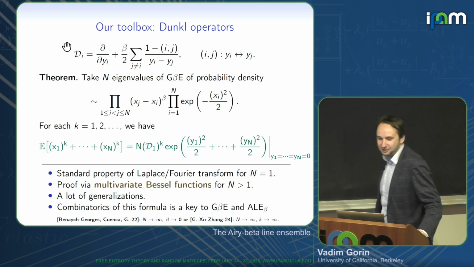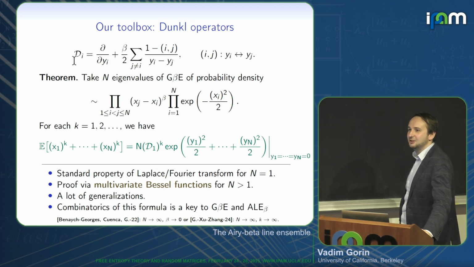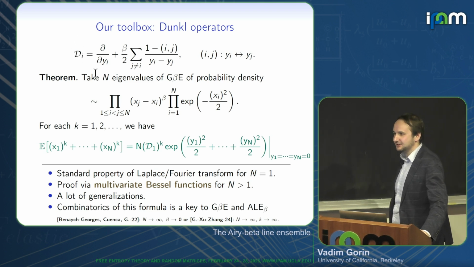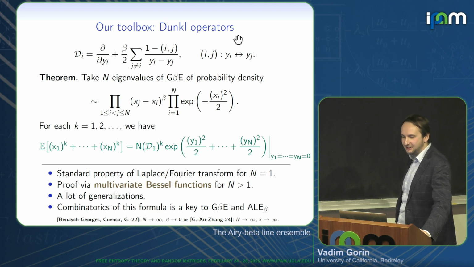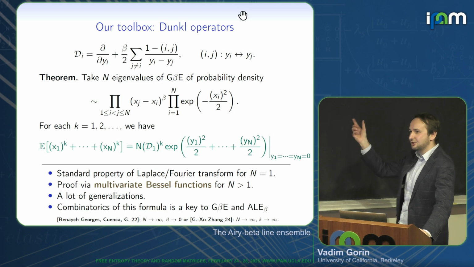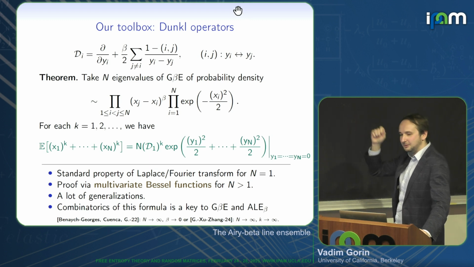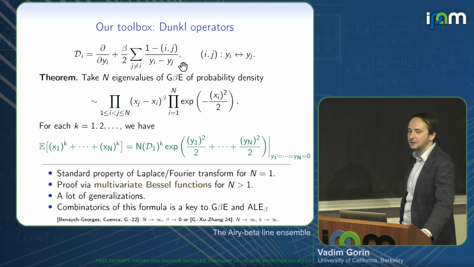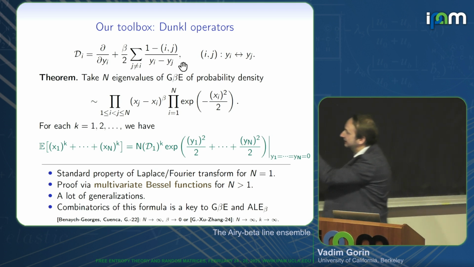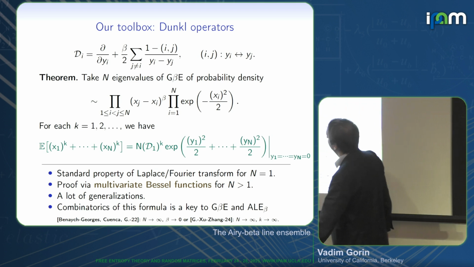These are differential-difference operators. There is an operator which acts on functions in n variables. How does it act? You have n variables y. You differentiate with respect to one variable, and then you also have a difference operator, 1 minus (i j), where (i j) is a transposition that interchanges the variables y_i and y_j, and then you divide by y_i minus y_j. And beta just enters as a prefactor here.